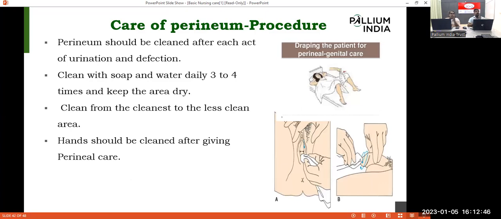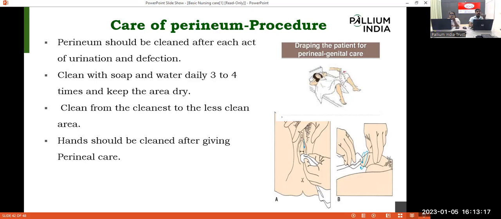Then, while telling about the care of the perineum procedure, the perineum should be cleaned after each act, every time after defecation and urination. Already in catheterization, it means after defecation we need to clean the perineal area also. Then clean with soap and water daily 3 to 4 times and keep the area very dry.